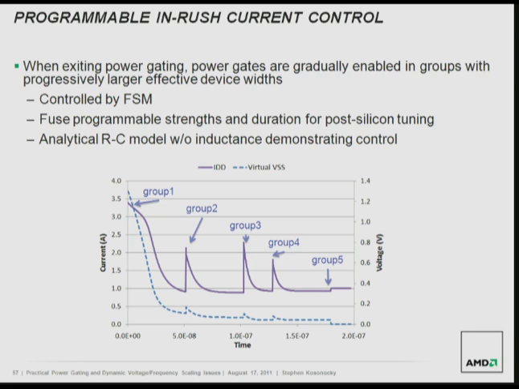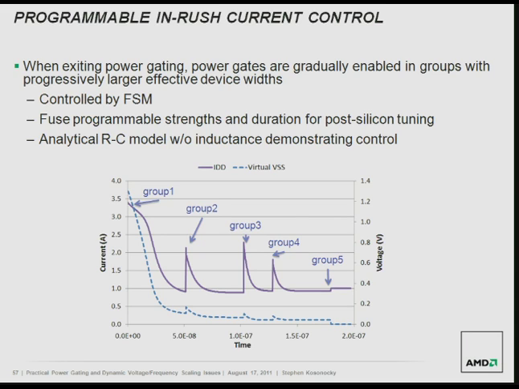One of the ways you get around this that we use in Lano and Rochi, or the Husky core and Bulldozer cores, is that we created a finite state machine to gradually turn on the power devices in a controlled manner, and then made that fuse programmable where we could change the strength of those devices or the duration of them turning on in terms of groups, so we could successively add more current more gradually, and then tune that post-silicon.